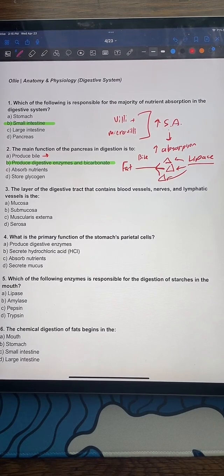Yes, the pancreas does produce insulin, but it also has digestive enzymes as well.